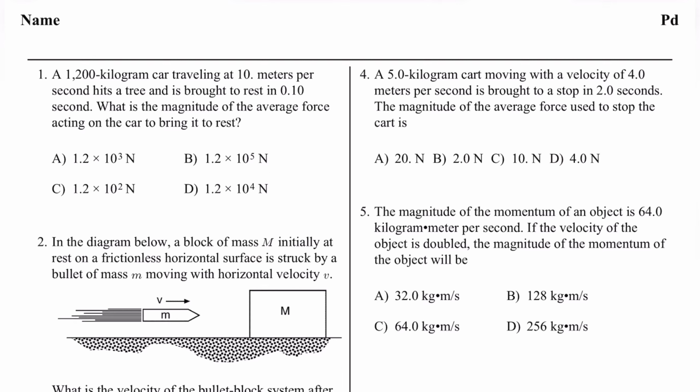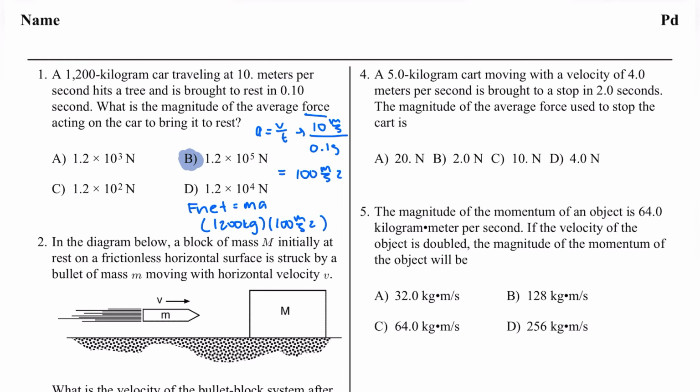For this question, we need to find F net because the question asks us to find the force acting on the car. The question gives us velocity and time, so we have to use the acceleration formula to find acceleration. So a equals v over t. The velocity is 10 meters per second, and the time is 0.1 seconds, and that's going to give us an acceleration of 100 meters per second squared. Now we can plug that in to solve for F net. F net equals mass times acceleration, 1,200 kilograms times 100 meters per second squared is 1.2 times 10 to the 5th newtons.